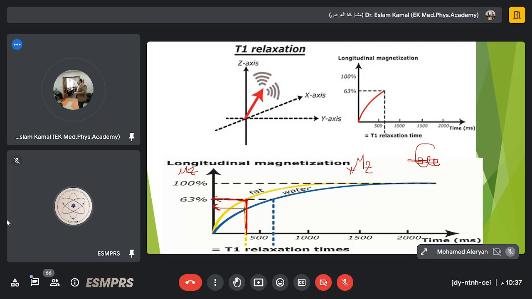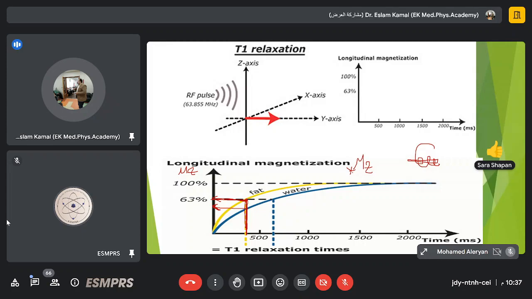So this is the first point we have. We have MZ for fat, which is higher than the MZ for water. So now the fat itself will induce an electric signal of higher intensity than the water-induced signal. So you will receive a certain signal from fat which is more intense than the water itself.